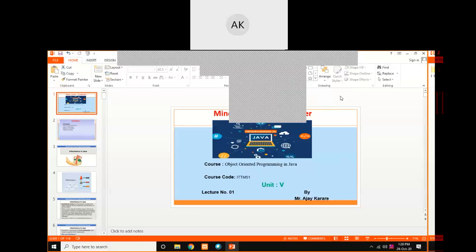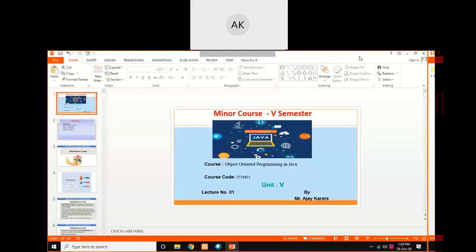So from this class we are going to start with the next unit, that is unit number 5. And in this particular unit we are going to discuss the concept of inheritance, then the different types of accessibility and method overriding, right?